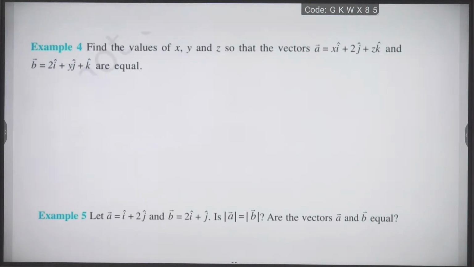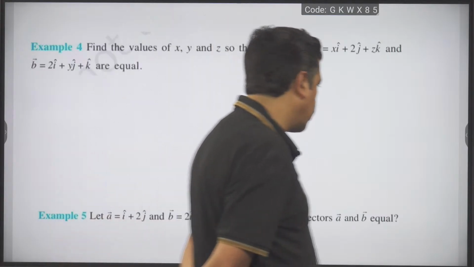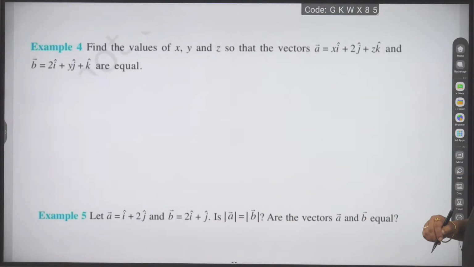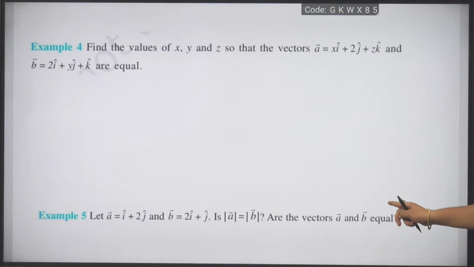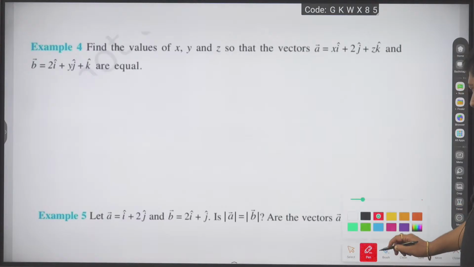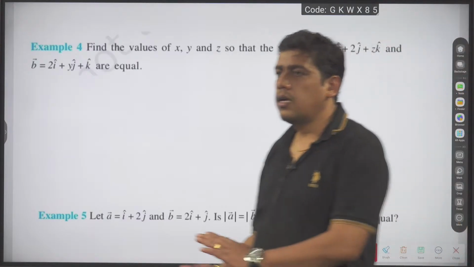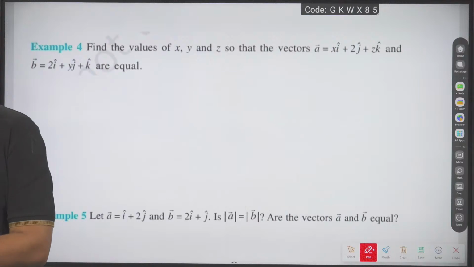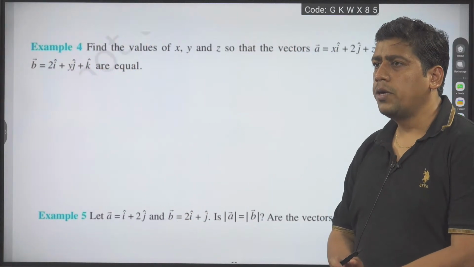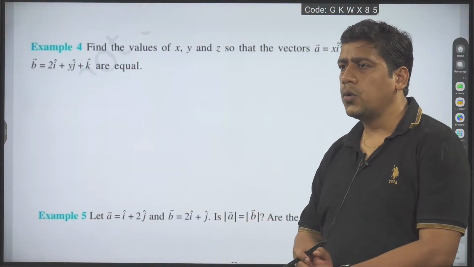Chalo, the first question: find values of x, y, and z so that the vectors A vector and B vector are equal. Very easy question. Come on, we should not waste our time here. Tell me. Okay, 2, 2, 2. 2, 2, 1. So many 2s. Okay.